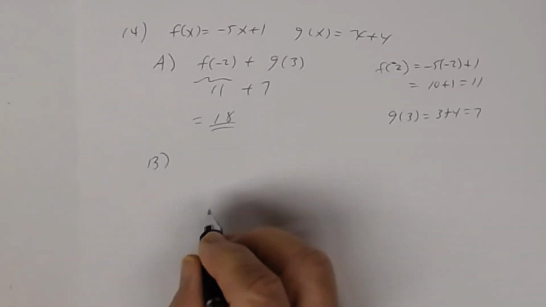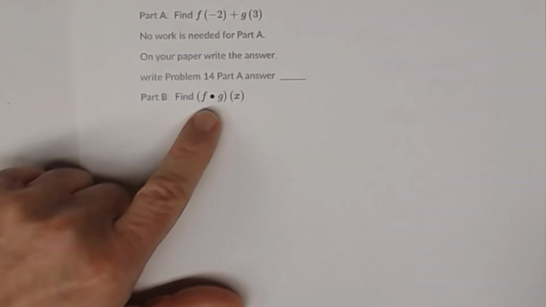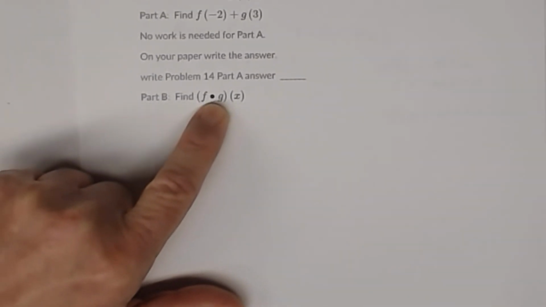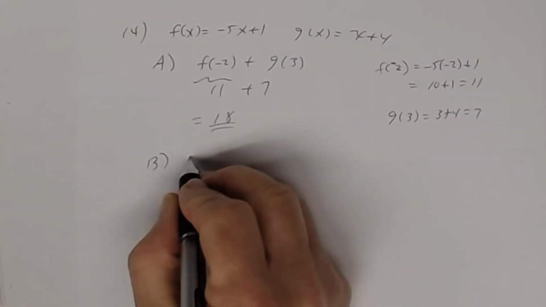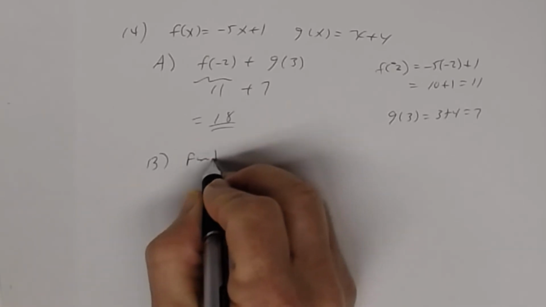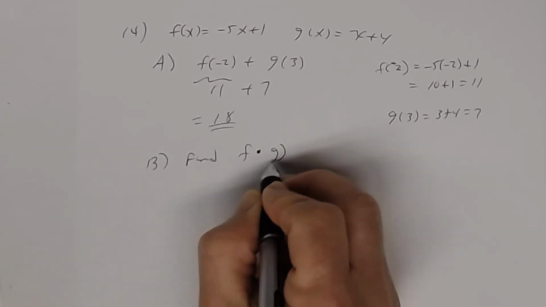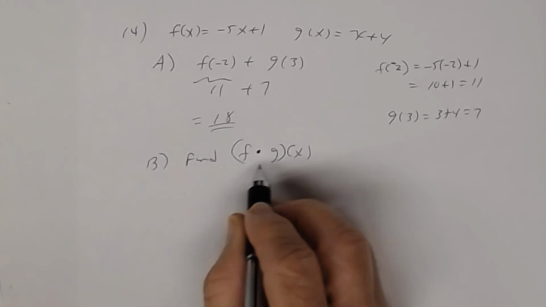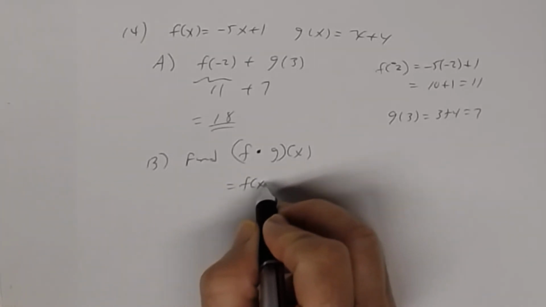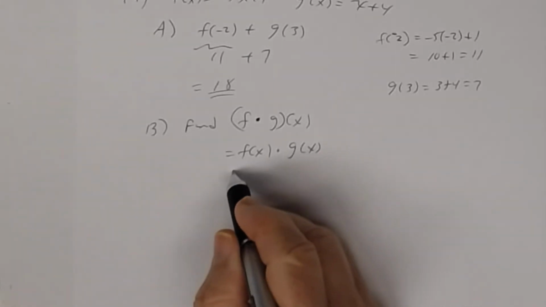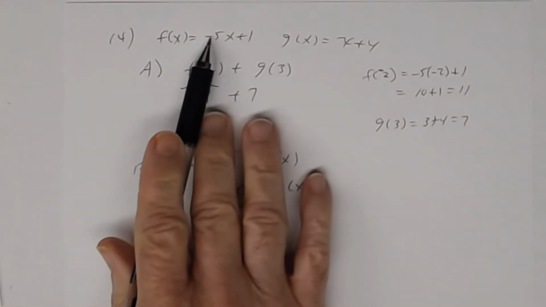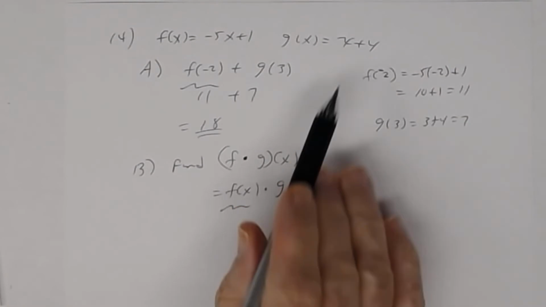For part B, you want to find, now notice this is a closed circle, right? So that's multiplication, not composition, multiplication. So f times g at x. So in part B, you want to find this, f times g at x. Well, by definition, this means f of x times g of x. That's what that means. And so we know what f of x is. F of x is this linear function, and g of x is this linear function.